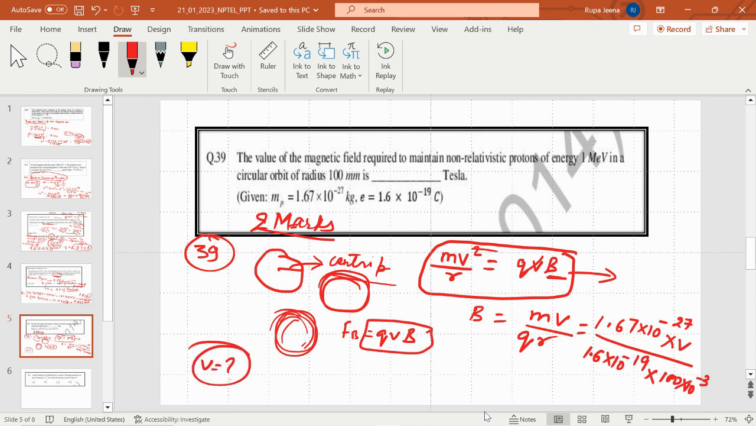So how will you find V? E is given to us, 1 MeV. So you know E is equals to, what is the formula for E?